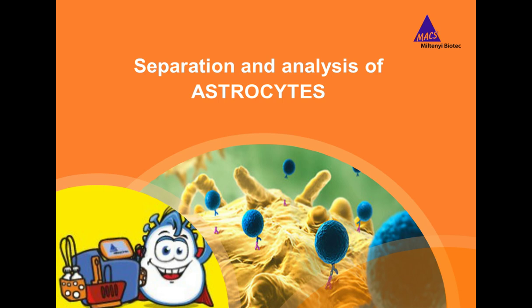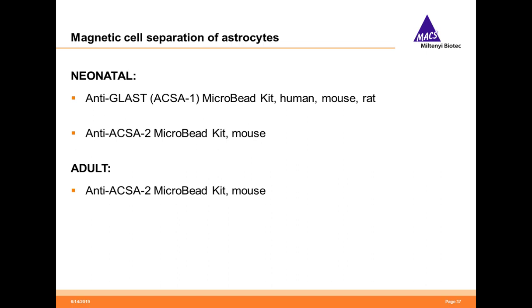We now have a look at the separation and the analysis of astrocytes. In the case of neonatal neural tissue, astrocytes can be separated using either the Anti-GLAST or the Anti-ACSA-2 MicroBead Kit. In the case of adult brain, the Anti-ACSA-2 MicroBead Kit is recommended. That's because the GLAST antigen is papain sensitive, and therefore the Anti-GLAST MicroBead Kit is not compatible with the Adult Brain Dissociation Kit.